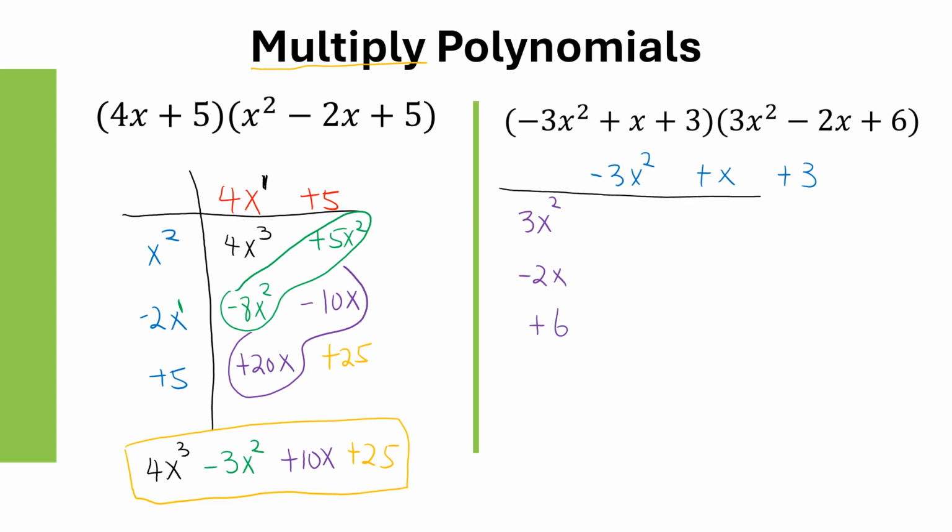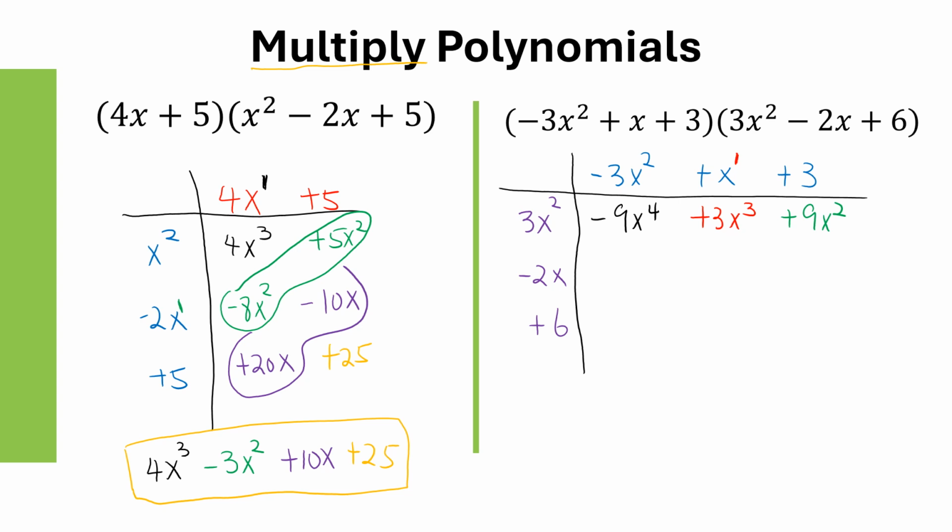So now again, I'm going to take one row at a time. So take 3x squared multiplied by negative 3x squared, and that's going to give you negative 9x to the fourth power, because when you multiply, add the exponents, 2 plus 2 is 4. 3x squared times x is going to give you positive 3x to the third power, because there's an invisible 1 for the exponent on x. So 2 plus 1 is 3. And then 3x squared times 3 will give you positive 9x squared.